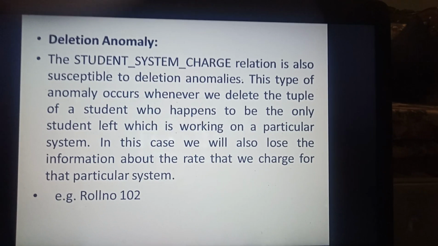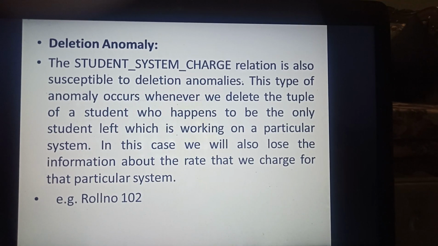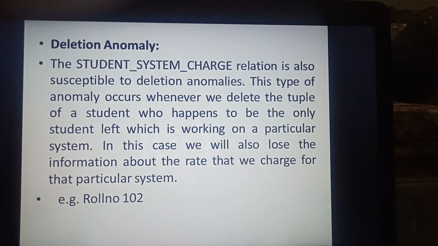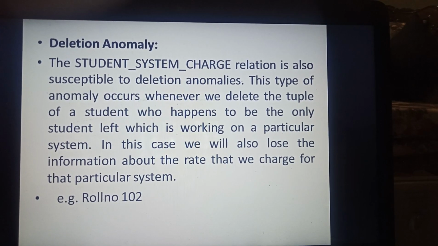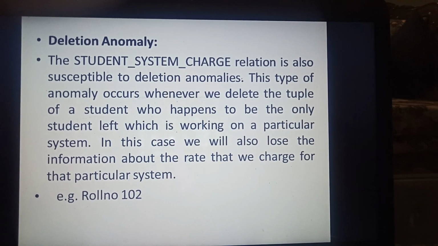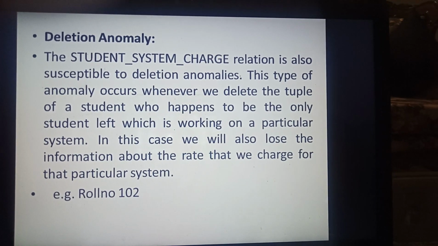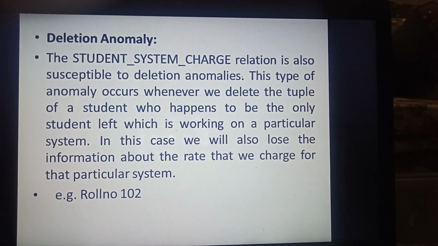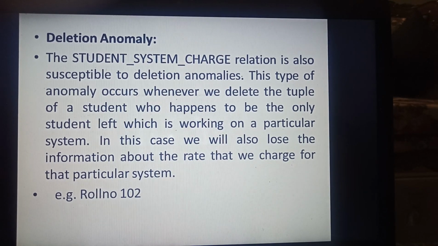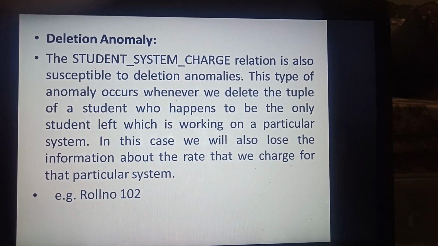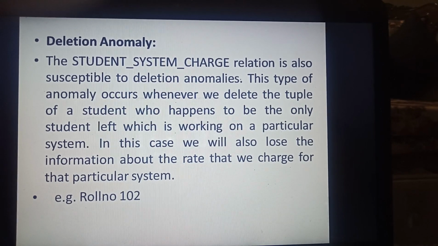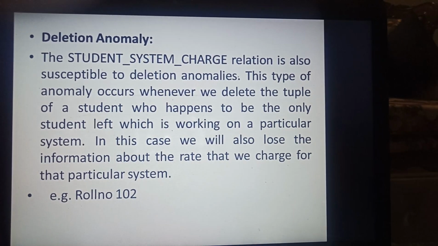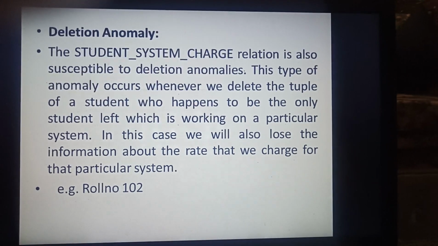Second is deletion anomaly. The student system charge relation is also susceptible to deletion anomalies. This type of anomaly occurs whenever we delete the tuple of a student who happens to be the only student left working on a particular system. In this case, we will also lose the information about the rate that we charge for that particular system. For example, roll number 102.